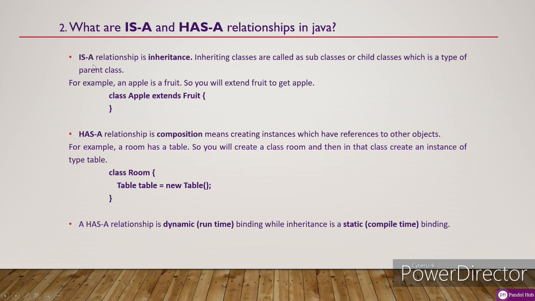Going on with the has-a relationship, which is composition, means creating instances which have references to other objects. For example, a room has a table.